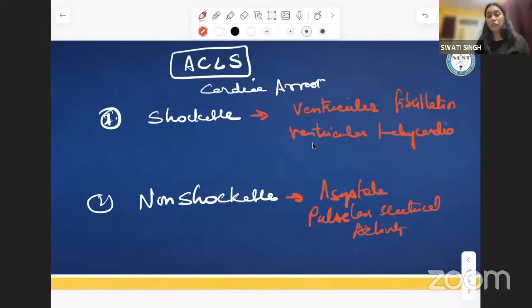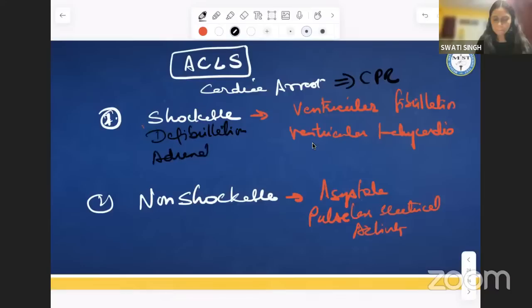So what are the interventions we do in shockable and non-shockable? In shockable, three important interventions apart from CPR. So in all cardiac arrest, we do CPR, that is compression and ventilation. And apart from compression and ventilation, what other interventions do we do? In shockable, the other intervention we do is we give the shock, that is defibrillation, and two emergency drugs I can give: adrenaline and amiodarone. If amiodarone is not present, I can give lidocaine.